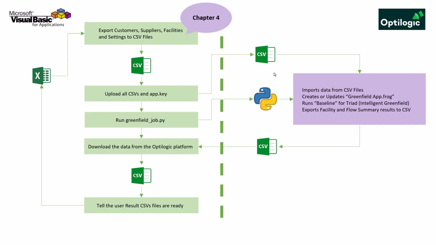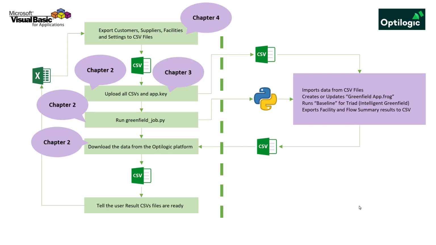So to tie this back into the training content, understanding how to export both structured and unstructured data is all covered in Chapter 4. Uploading data, running jobs and downloading data from the Optilogic platform is all covered in Chapter 2, and this takes us into the standard Optilogic VBA library, persisting the user app key and also understanding how to work with file paths and where files may be in cloud drives. That's all covered in Chapter 3.